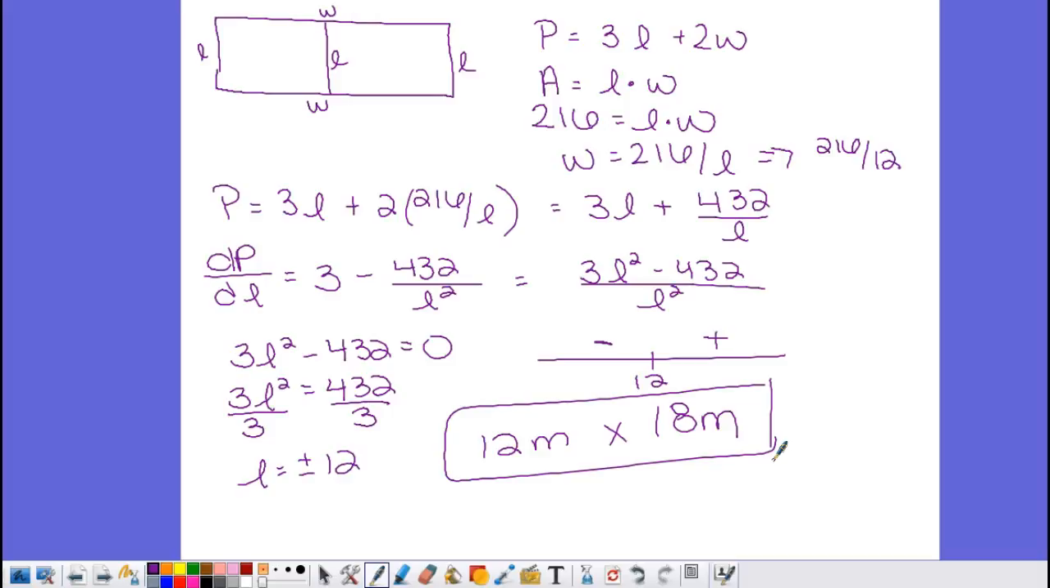Yes? What if the 12 was the maximum, but they were still asking to find, like... Then you did your math wrong. Oh. Typically, unless you have multiple values, like how in this case we threw out the negative. Sometimes you might have a positive 12, a positive 8, and a positive 4.